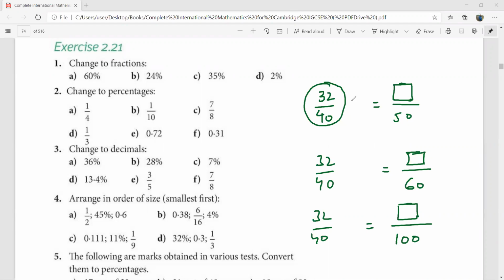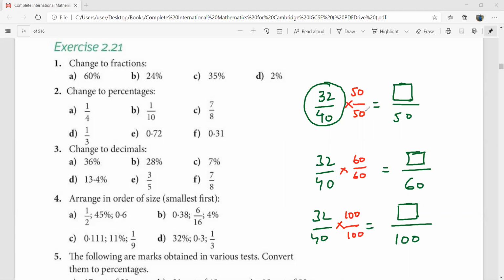Or Hassan, the better answer is that you multiply this by 50 over 50. You multiply this by 60 over 60. You multiply this by 100 over 100. In mathematics, we cannot just multiply a number with anything. Yes, we can multiply a number with 1 anytime. This 50 over 50 is basically representing a 1.